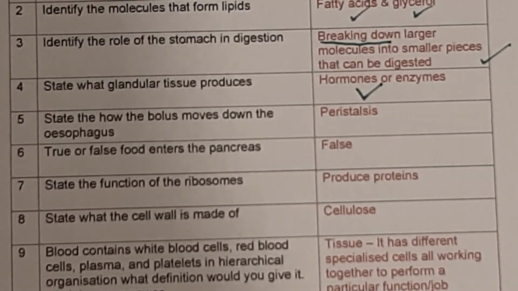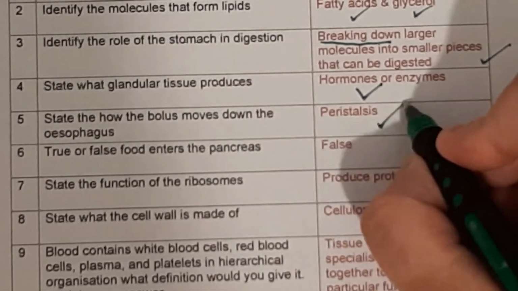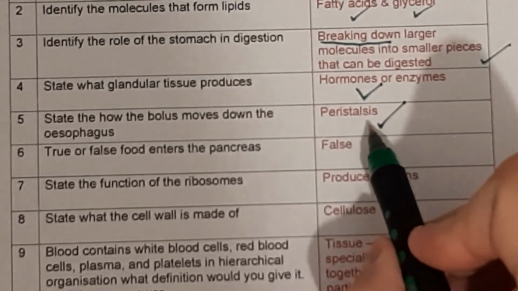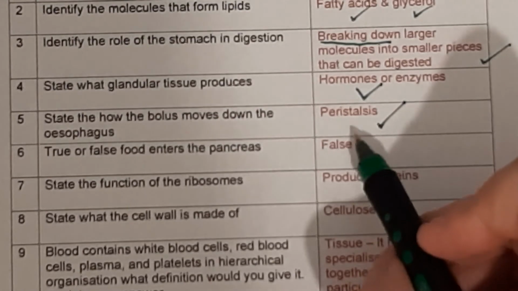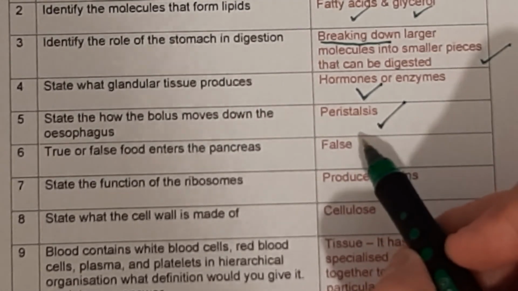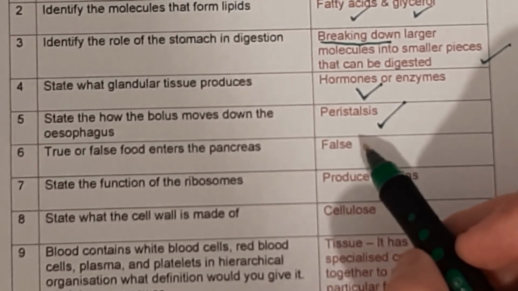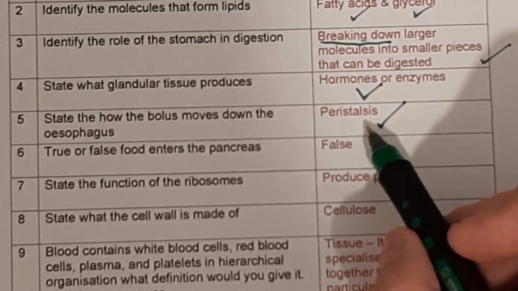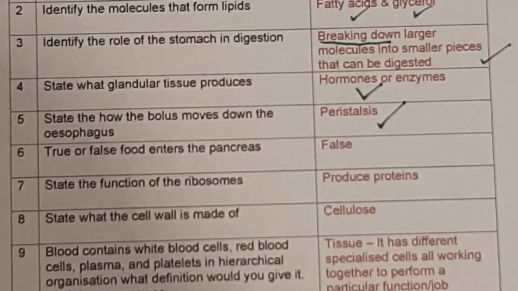Question 5. State how the bolus, that's the lump of food, moves down the esophagus. Okay, so that process of squeezing the food down the esophagus is called peristalsis. Spelling isn't a major important factor here, as long as you can tell that the word is peristalsis. So if there's a small spelling error or even a couple of little errors, as long as it looks and reads similar to peristalsis, then you will get the mark.